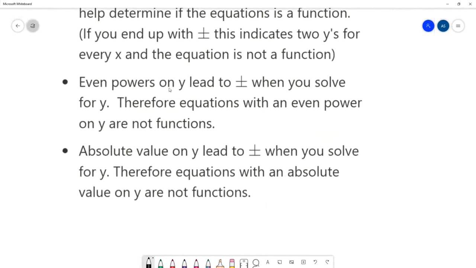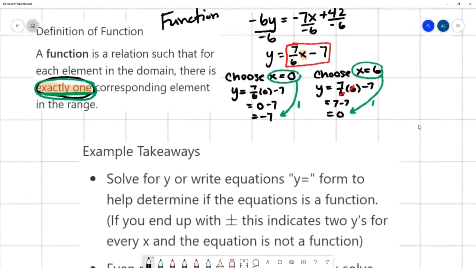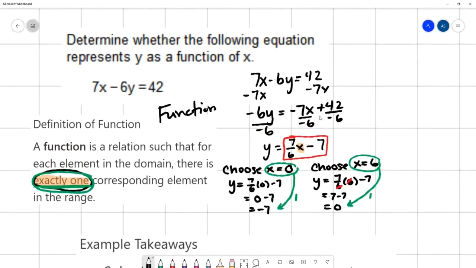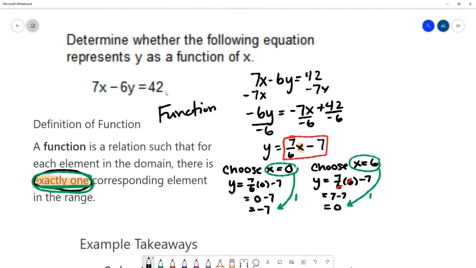Then here are the shortcuts. If you have an even power on y, that's going to lead to the plus or minus symbol, and it's not a function. If you have an absolute value around y, that's going to lead to a plus or minus symbol, and it's not a function. But in this example, we have this linear equation, 7x minus 6y equals 42. And we found that every x leads to exactly 1 y, and so this equation is a function.